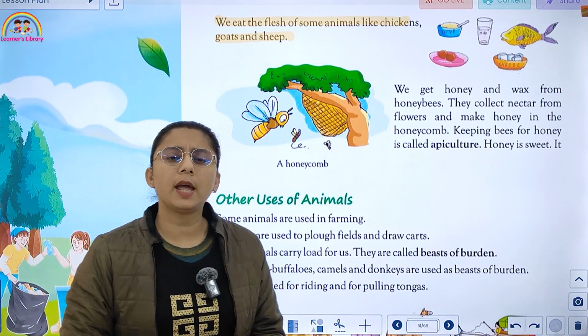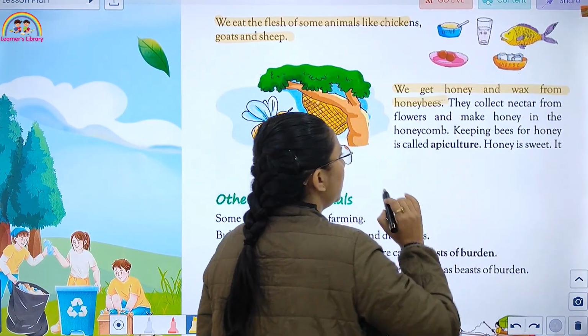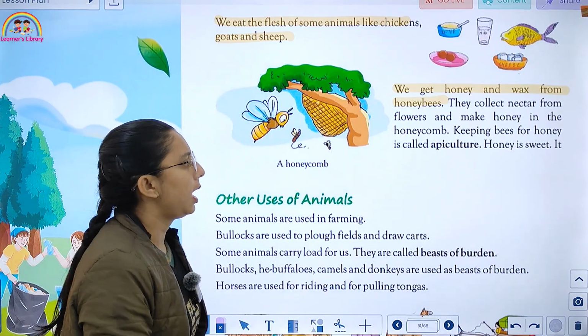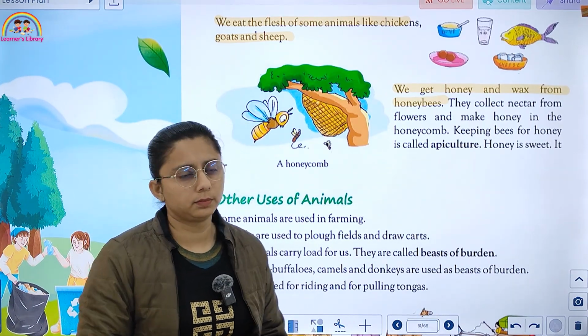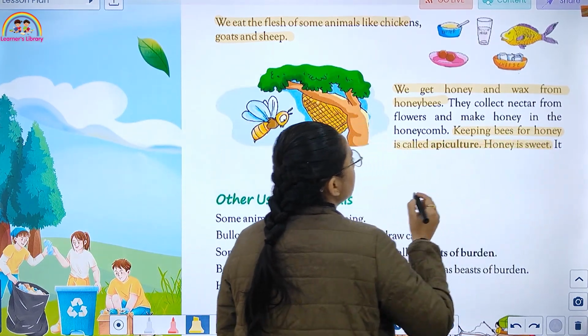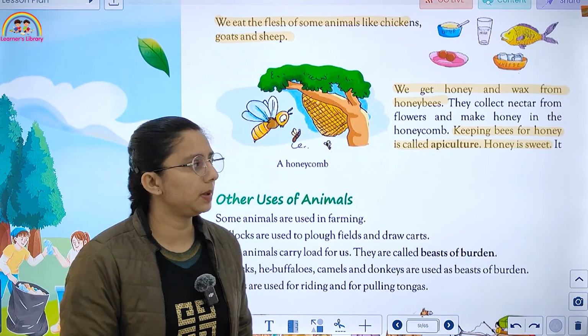And we get honey and wax from honeybees. Honey और wax हमें किससे मिलती है? Honeybees से. They collect nectar from flower. ये flower से nectar collect करते हैं. And what do they make? Honey in the honeycomb. Now, keeping bees for honey is called apiculture. Bees से honey बनाते हैं तो उसको कहते हैं apiculture.